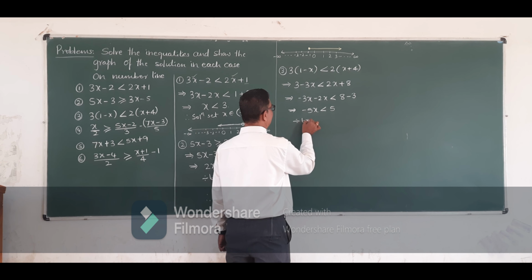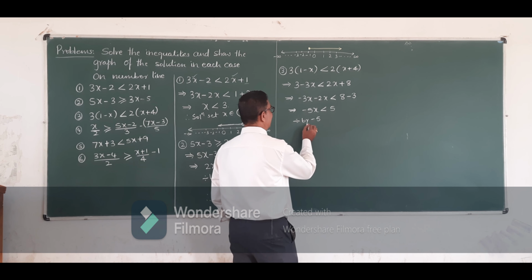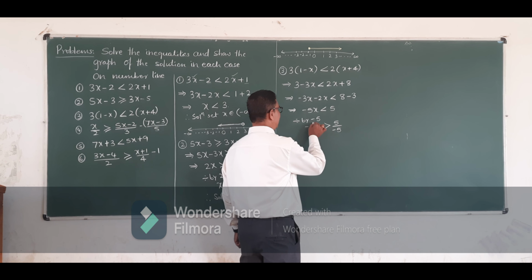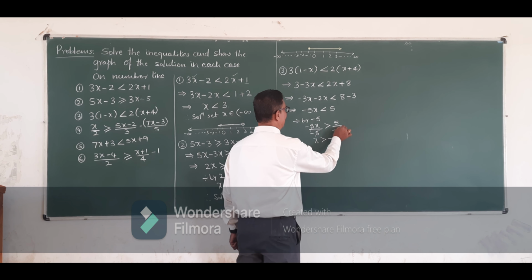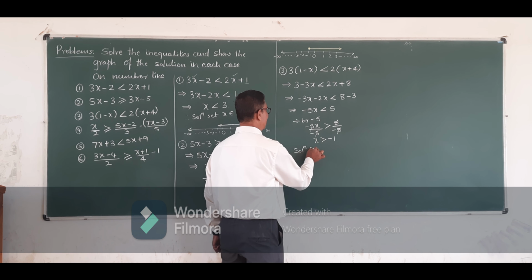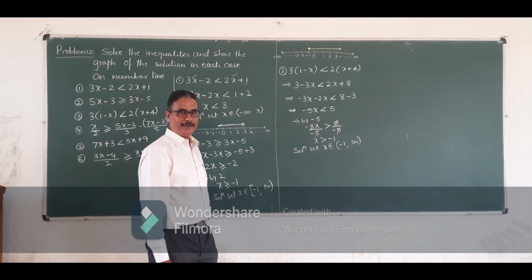Now divide by the negative number minus 5. You know that if you divide by a negative number, the inequality changes. Minus 5x divided by minus 5 greater than 5 divided by minus 5. When you divide by a negative number on both sides, the inequality changes. Now minus 5 cancels. x more than 5 divided by minus 5, that is minus 1. Therefore the required solution set: x belongs to more than minus 1, the open interval minus 1 comma infinity.